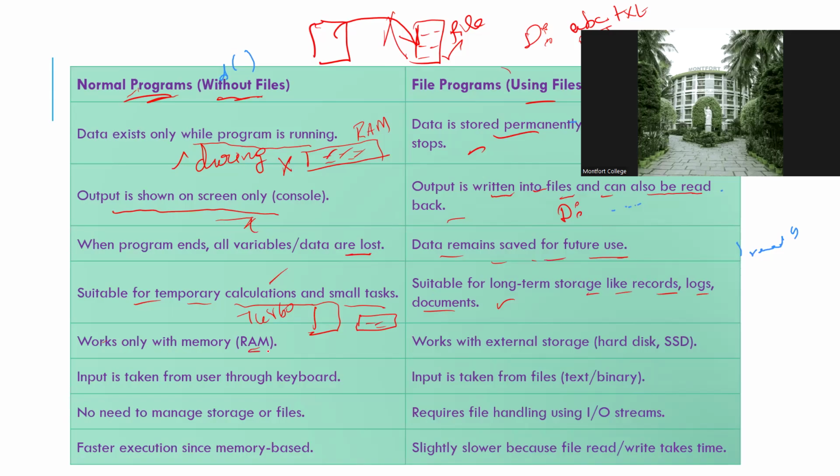Normal programs work only with random access memory, yes. And in this case, it works with external storage, hard disk and SSD. SSD means solid state drive, which we are using nowadays. From hard disk to some other memory like SSD you can write, which means in the hard disk I have one notepad and in the SSD I have one notepad. From this notepad to that notepad, I can read and write. This also happens.